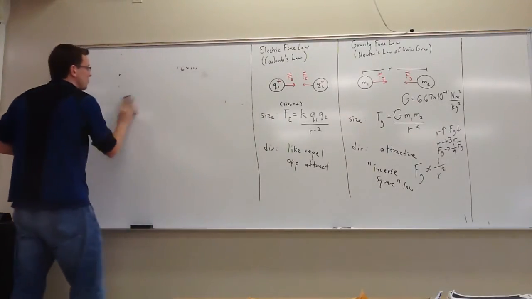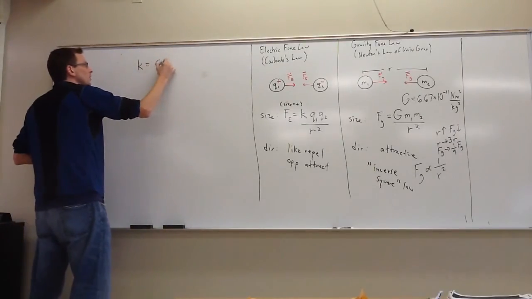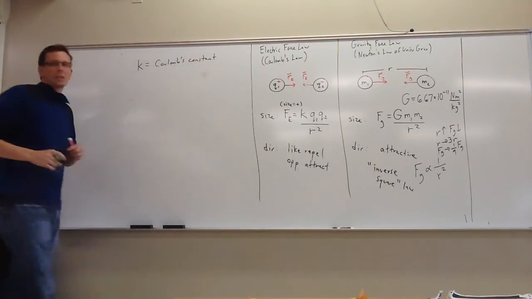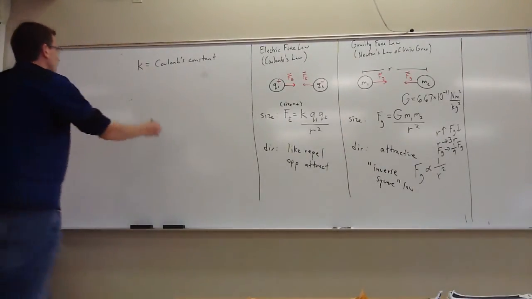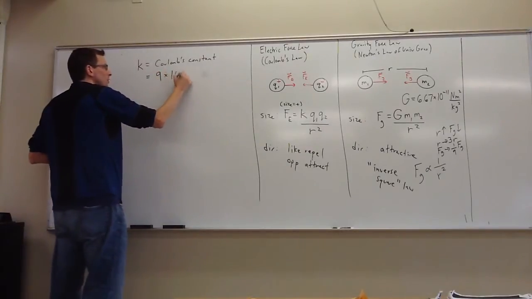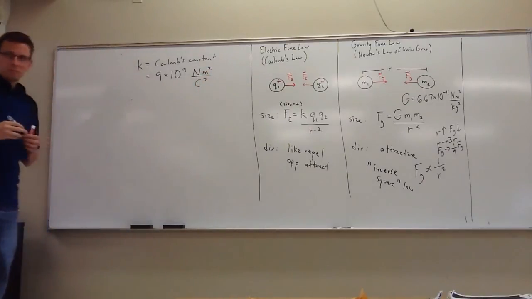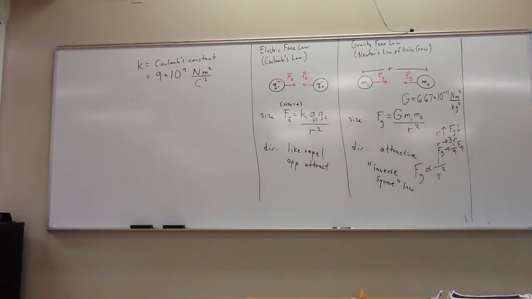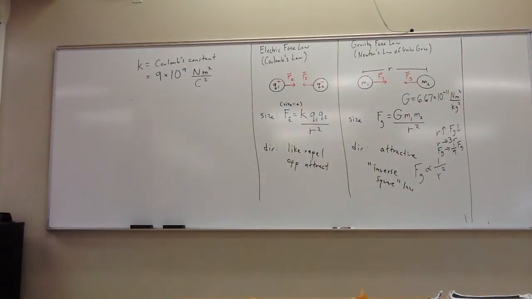Getting a little crowded here, so let me not have to work inside these boxes anymore. K is called Coulomb's constant. It's the analogous quantity to the capital G, the gravitational constant, and its value is 9 times 10 to the 9th newton meters squared per coulomb squared. Now this is rounded off. It's not exactly this, but this is our official value for the class. So don't use a different round off because there might be some error in WebAssign that might result.